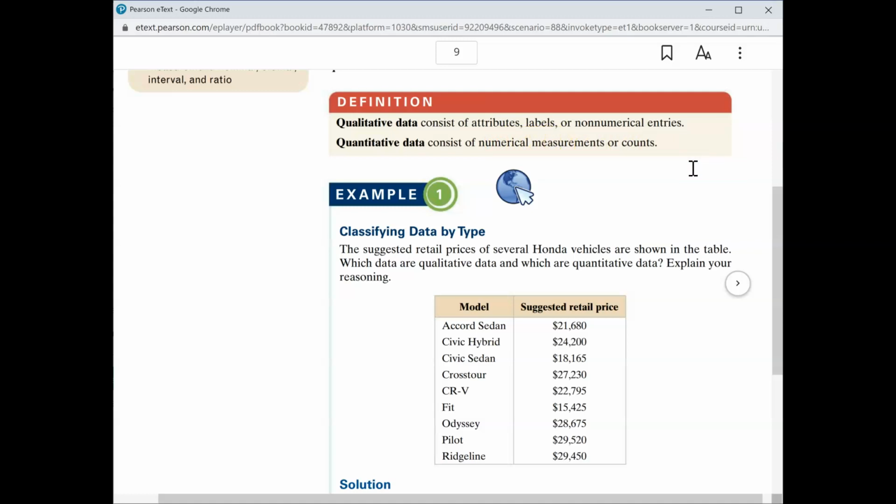So qualitative is like, is it good or bad? Is it on or off? Is it green, blue, red, purple? Whereas quantitative data would be like, how much does it weigh? 189 pounds, 190 pounds, 191 pounds. So there are numbers involved.